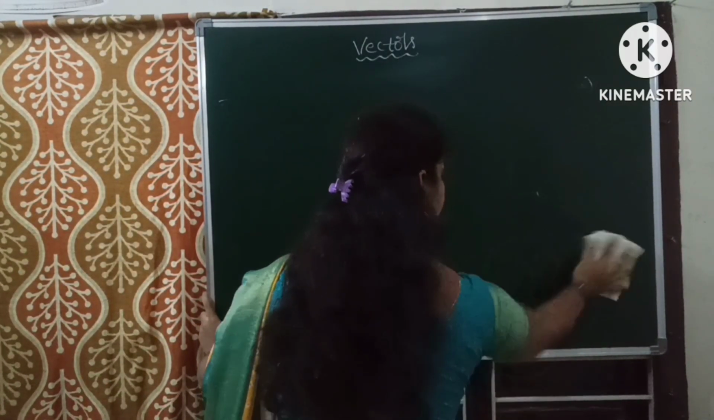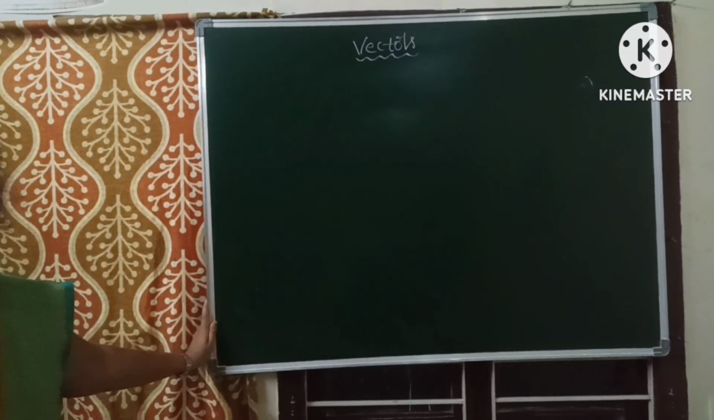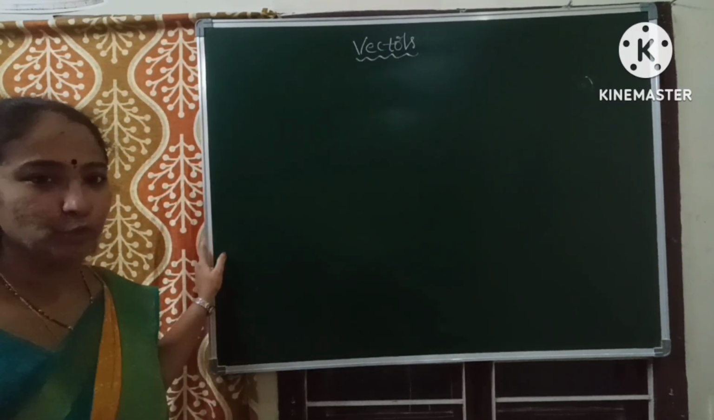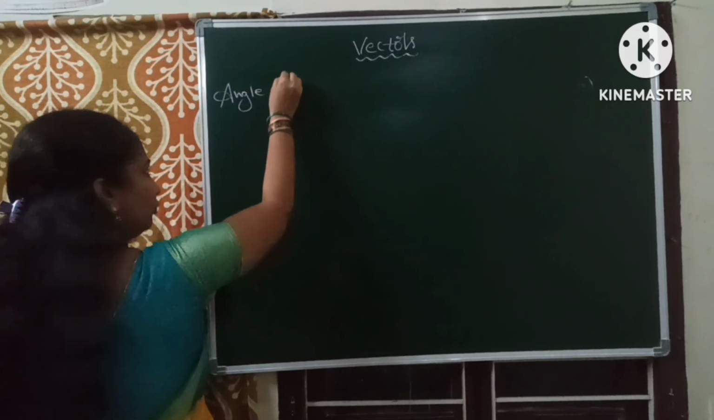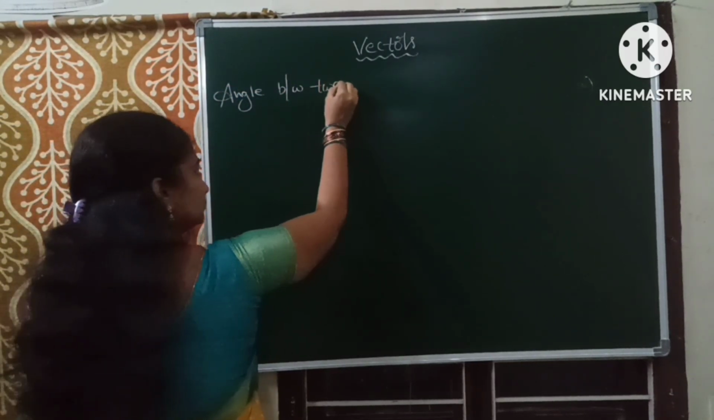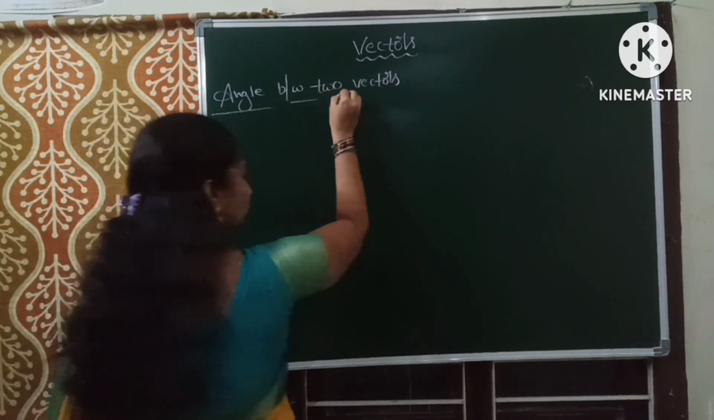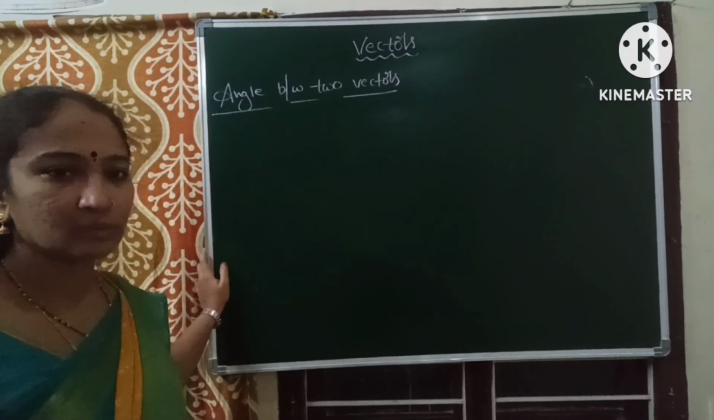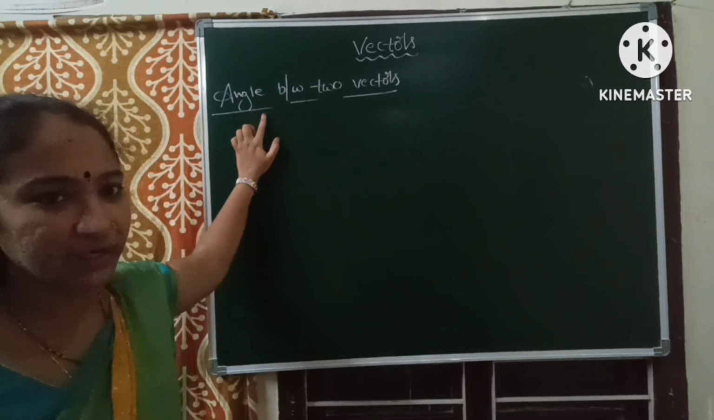Right. Now let us discuss the angle between two vectors. Very, very important point. Angle between two vectors. What is the angle between two vectors? How much angle is there between the two vectors? How to calculate? So before going to the topic, we should remember 2 points here.